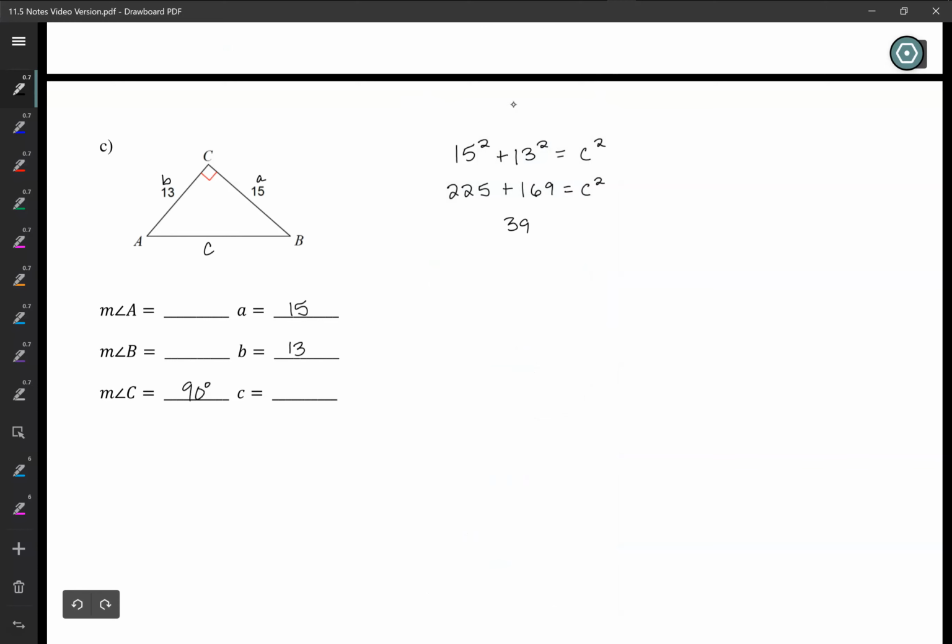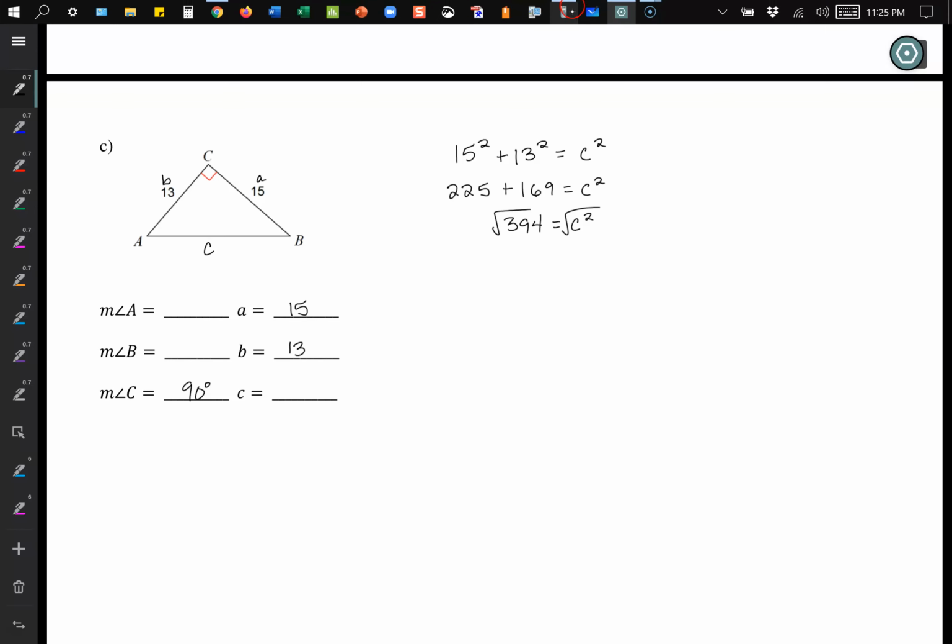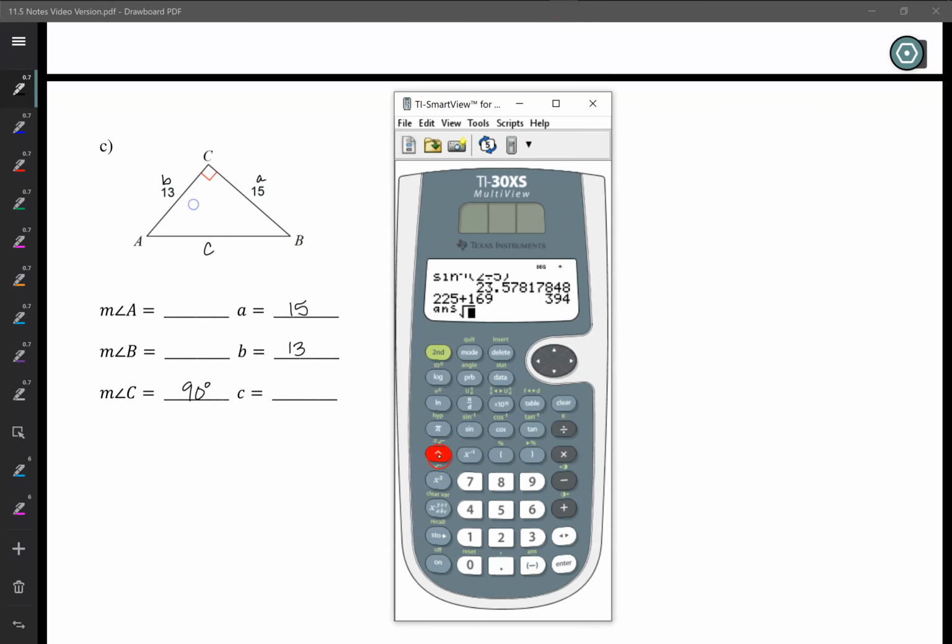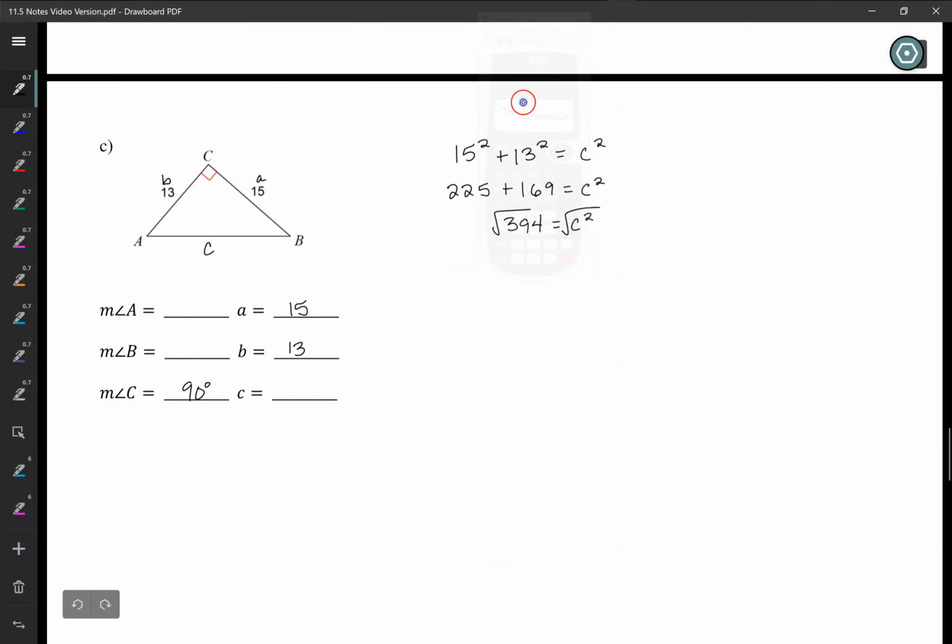394. Take a square root. And again, a decimal, whoops, wrong button. A decimal is fine on this. 19.8. And that is the longest side, so that's good because it's the hypotenuse. It's supposed to be the longest side.